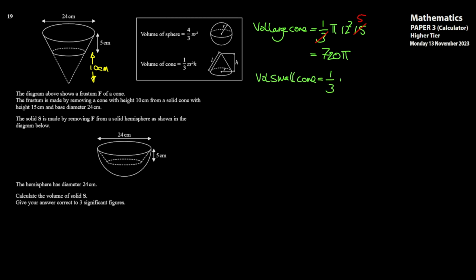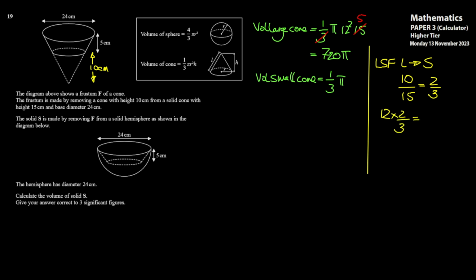Again, a third pi r squared h. Well, its radius will be given by the length scale factor. So the length scale factor, large to small, will be equal to 10 over 15, the height of the small one compared with the height of the big one. So this gives an answer of 2 over 3, which means the radius will also come down by a factor of 2 over 3. So our old radius of 12 will be multiplied by 2 over 3, and this will equal 8. And that'll be the radius of the small cone.